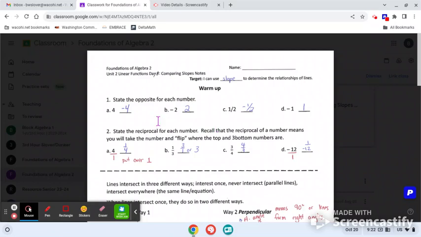It says state the opposite for each number. So if this is positive 4, the opposite is negative 4. If this is negative 2, the opposite is positive 2.